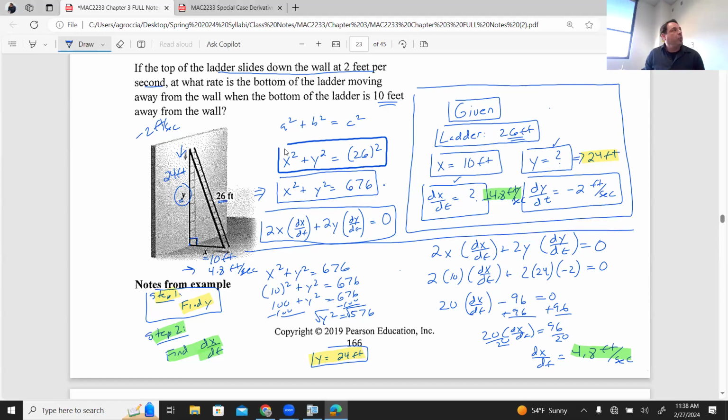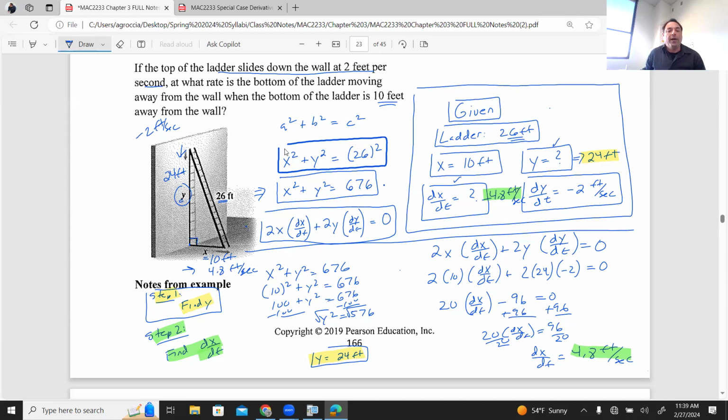To get the second equation, we took the derivative of that. So the derivative of x squared is 2x, but we took the derivative of it, so that's why you have that dx over dt. We took the derivative of x with respect to t. Then we took the derivative of y squared, which is 2y, derivative of y over t because it's over time. It's a rate of change. And the derivative of 676 is 0. I would have put d something, but it's 0. Anything times 0 is 0.